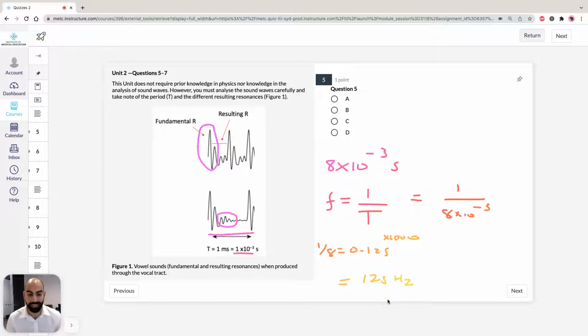Another way of answering it is saying, well, 1 over 8 by 10 to the minus 3, so 1 over 0.008, is the same as saying, how many times does 0.008 go into 1? Well, if you times this by 100, we get 0.8. And then we know that a quarter of 100 is 25. So a quarter of 8 is going to be 2. So if we times that by 125, we're going to get 1. Therefore, the answer is 125 hertz.